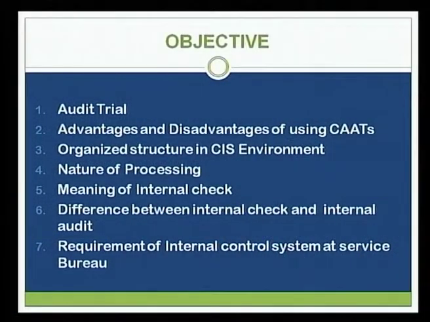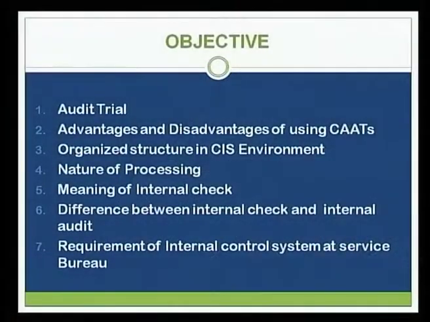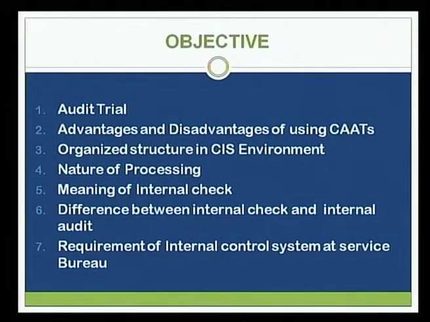Then the organizational structure in a CIS environment: how the organizational structure would be, how the data will flow, what the flow of information is in a CIS environment. That means how internal controls are in place under such an environment. We shall also learn about the nature of processing under a controlled environment where everything is computerized. Then we will learn about the meaning of internal check, and we shall try to differentiate between internal check and internal audit. We shall also learn in detail about the requirements of internal controls at a service bureau. So first of all, let us take up the meaning of audit trail and how it is useful.